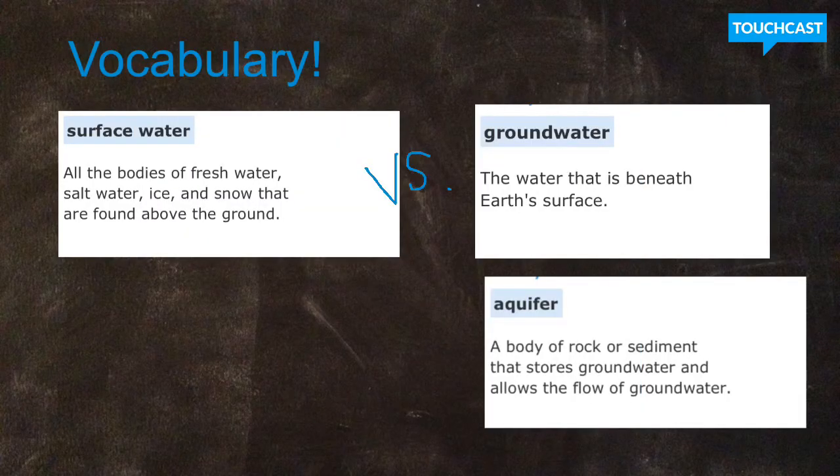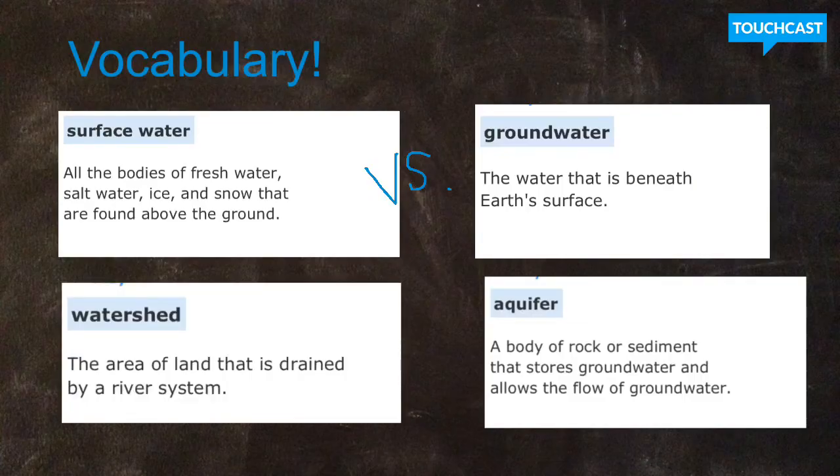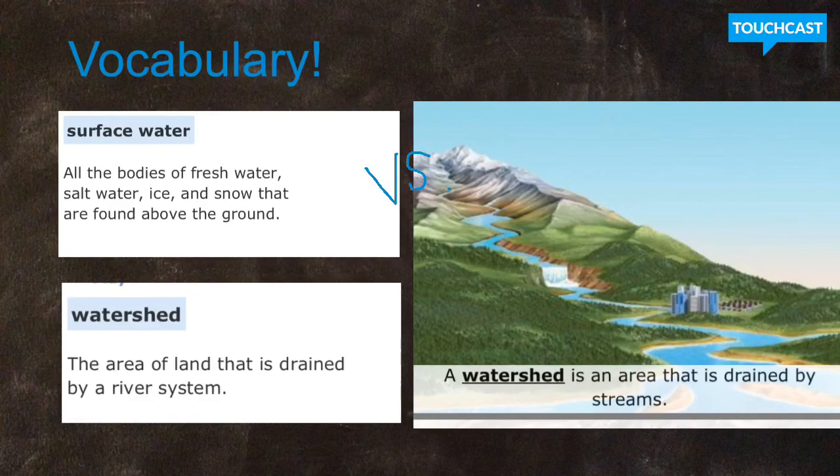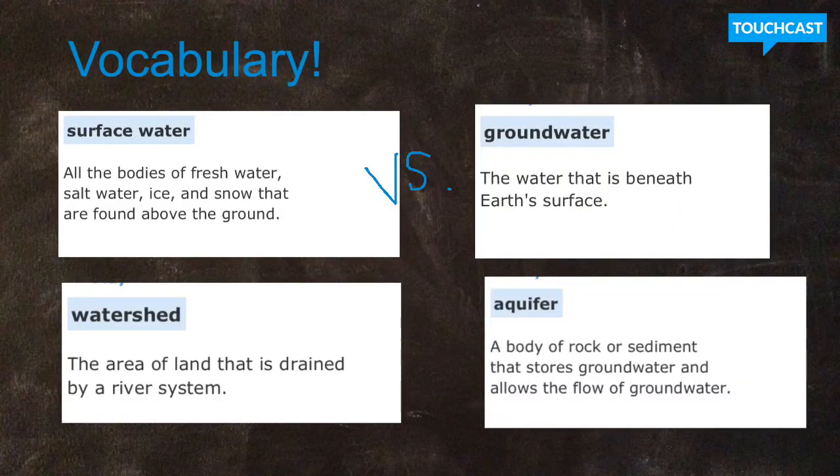Then with surface water, we get a lot of movement, and that movement, that draining of the water, is called a watershed. The area of land that is drained by a river system, because all that water has to go back to the ocean eventually. Everything flows down. So here's a picture example of a watershed coming down off the mountaintop, going through a city, and then later it'll go into the ocean. And our closest and nearest watershed is the Mississippi River. So make sure you have all 4 of these vocabulary words written down in your notebook.